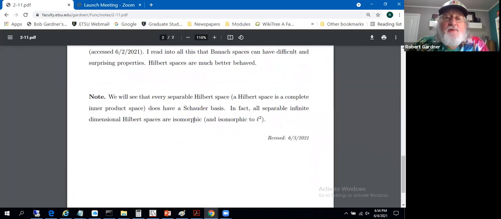And that's really the closing comment here. Every separable Hilbert space has a Schauder basis. In fact, it turns out every infinite dimensional separable Hilbert space is isomorphic to the space little L2, square summable sequences. We encountered the little Lp spaces a couple sections ago.